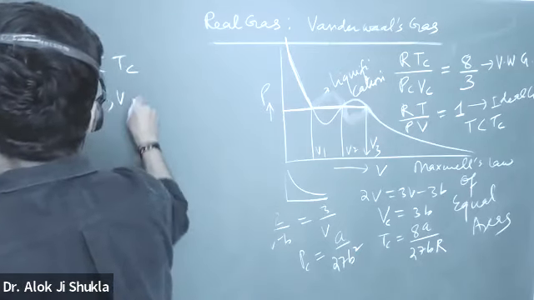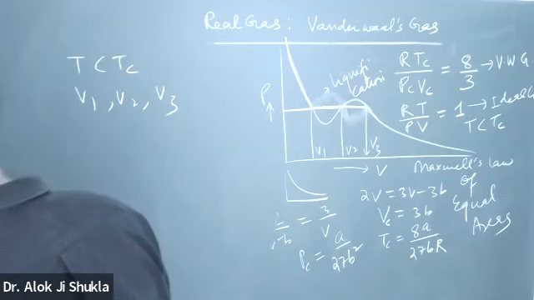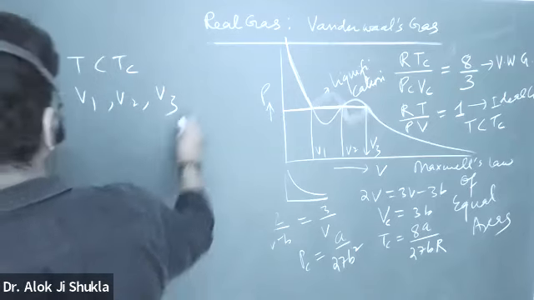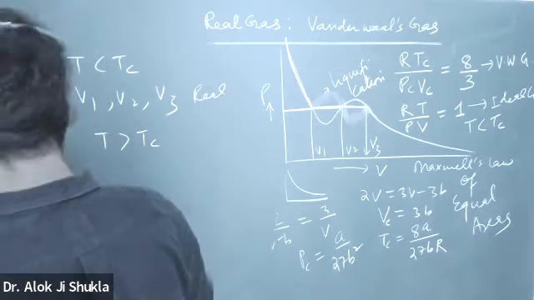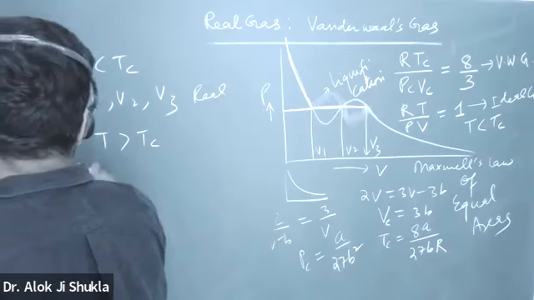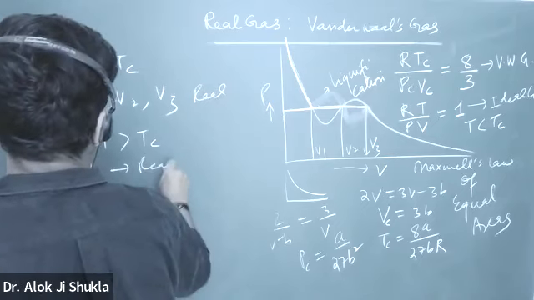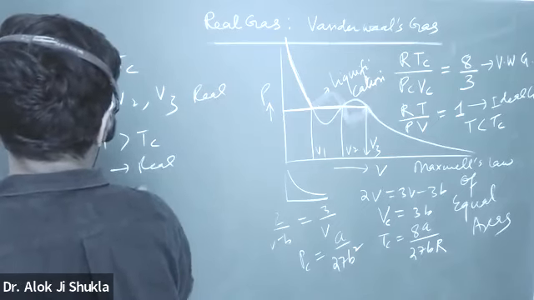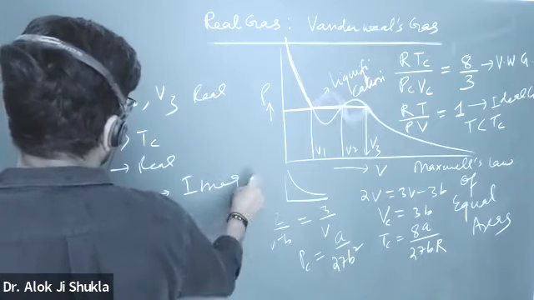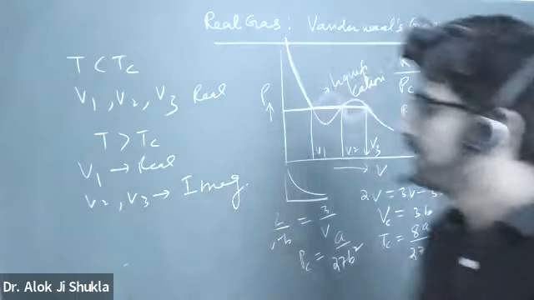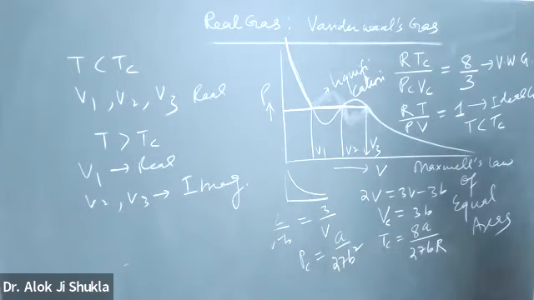V1, V2, V3. For T less than Tc, they all will be real. And if you go for T greater than Tc, then V1 will become real, and V2 and V3 will become imaginary because it is a cubic equation. So it should give 3 values, but they will become imaginary. You will naturally neglect them.